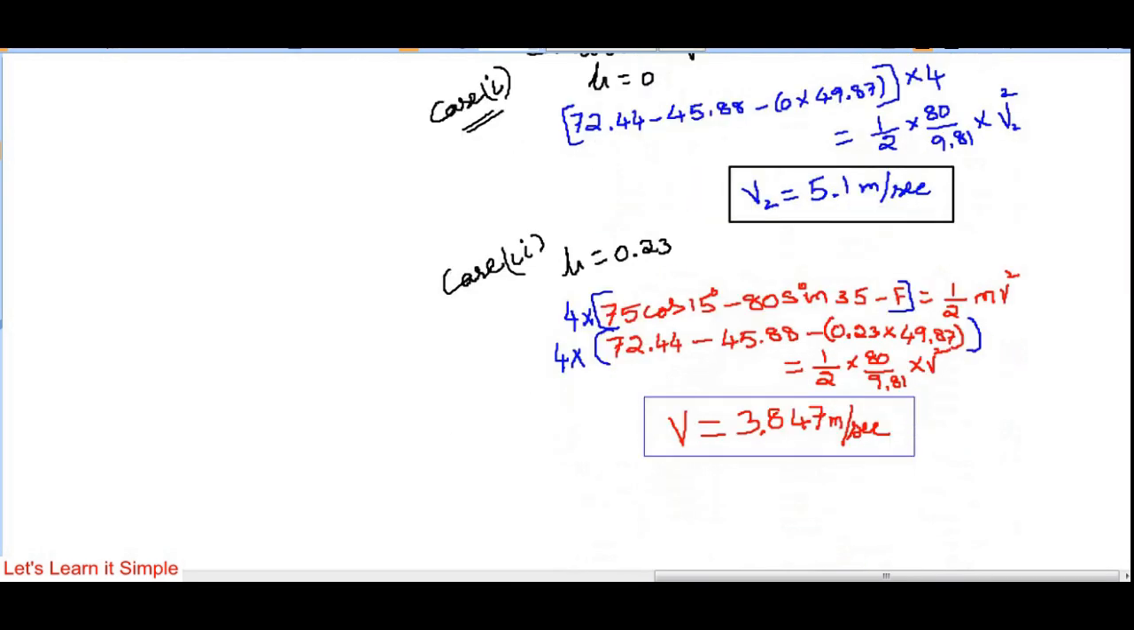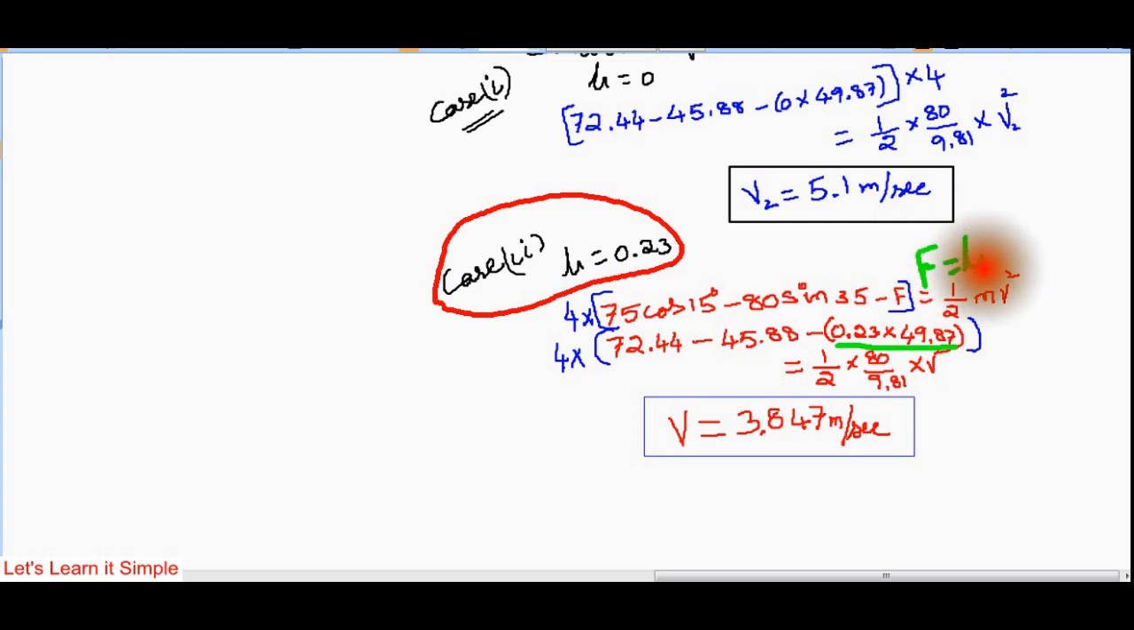And second case, if we assume coefficient of friction is 0.23, which means I need to consider the force of friction as well. Now again the same data, except that in case 1 F equal to 0, here F becomes 0.23 into 49.81, because F is equal to mu N, which we are aware of. Now substituting mu is equal to 0.23, we have the force of friction here. If force of friction is considered, then velocity is 3.847 meter per second.